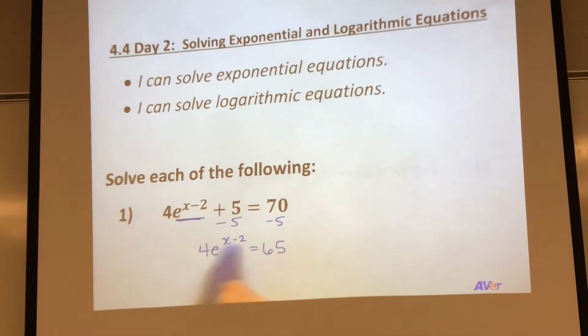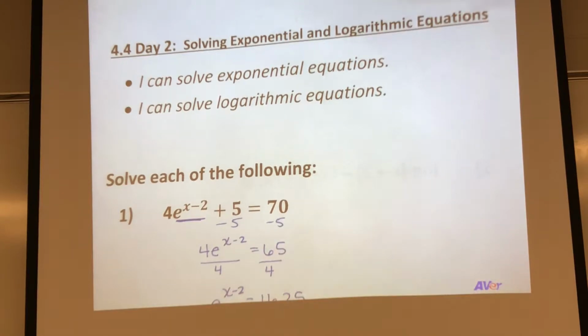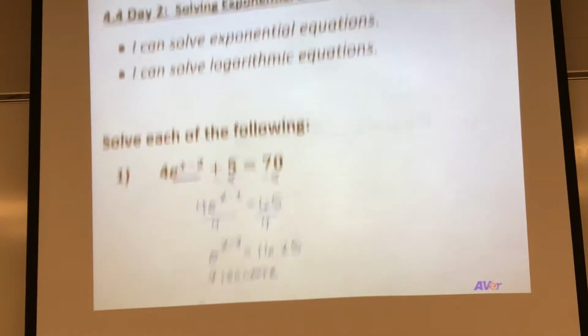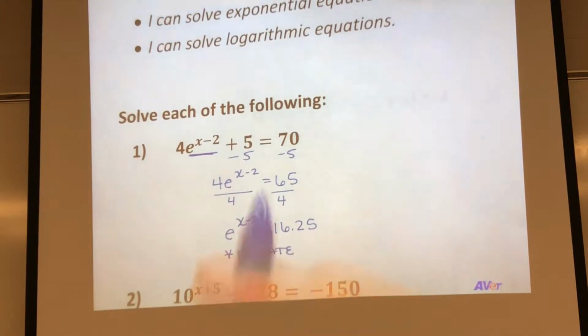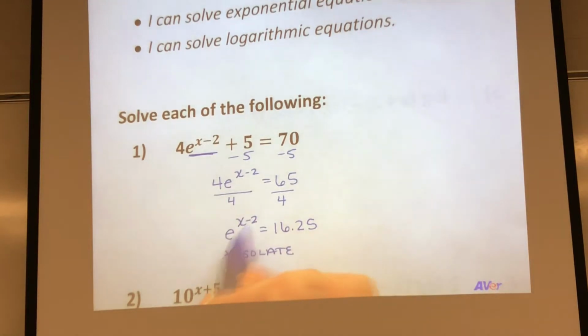But our power, the base and the exponent, still isn't by itself. So then we're going to have to divide by 4. So we have e to the x minus 2 equals 16.25. So our first step is to isolate, and we did that here. We isolated the base with the exponent, but now we have to actually solve it.